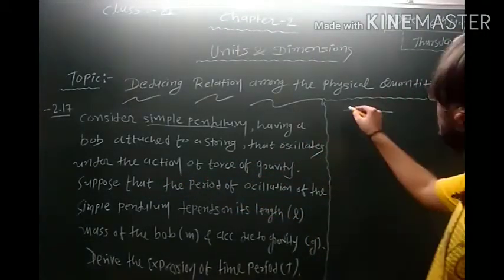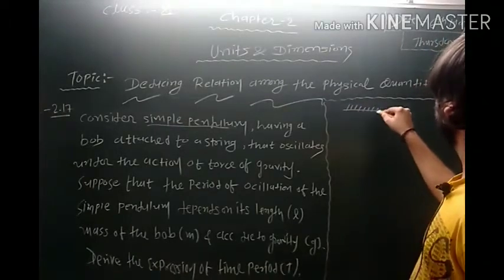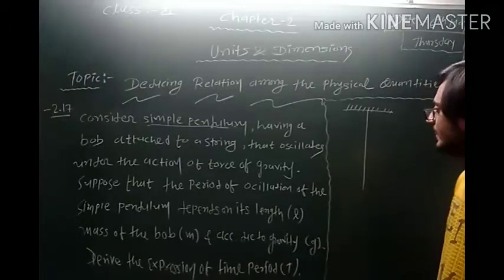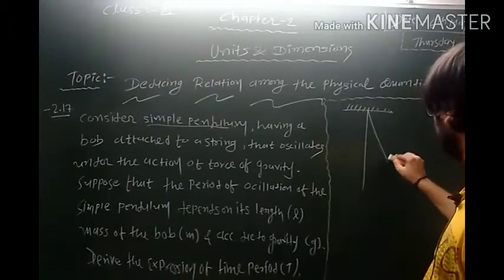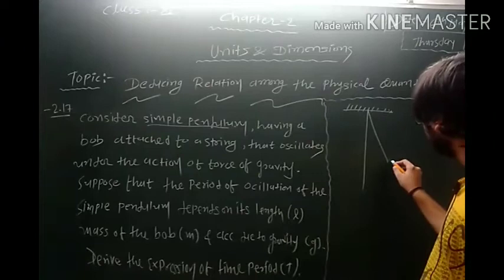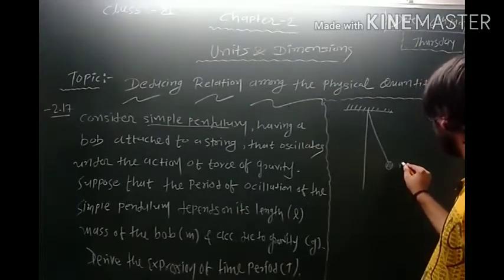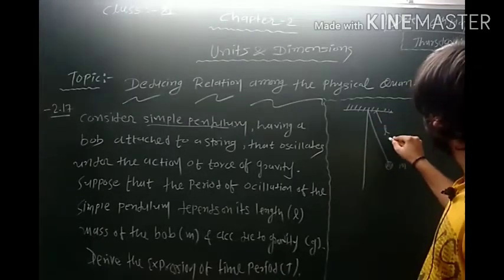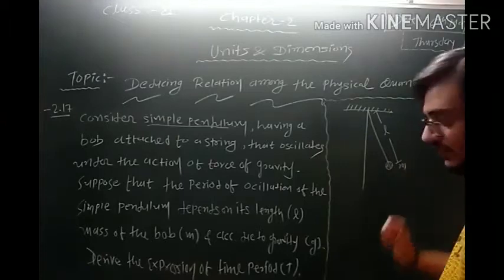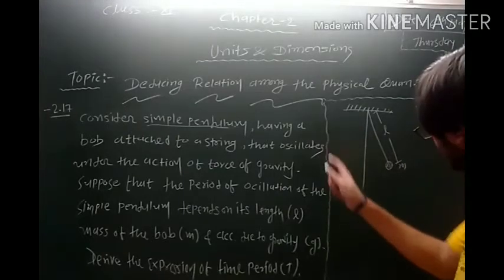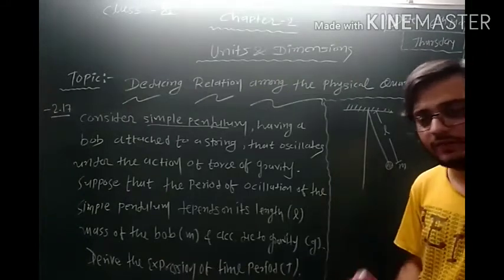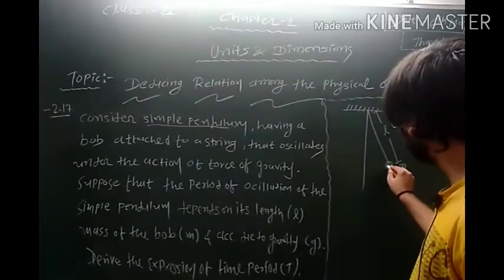We take one string and draw a perpendicular. Then we take one length which is attached to one bob, and the mass of the bob is, suppose, m, and the length of this thread is, suppose, l. This pendulum oscillates because of Earth's gravity, that is small g. So it oscillates in that way.